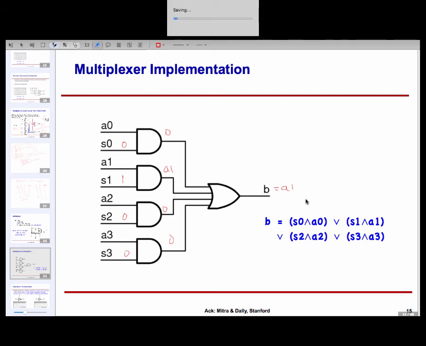Now, if I need to create a 4-bit version of this, so a 4 to 1 multiplexer with 4 bits each, then what would I do?